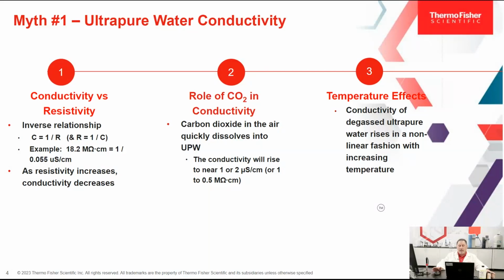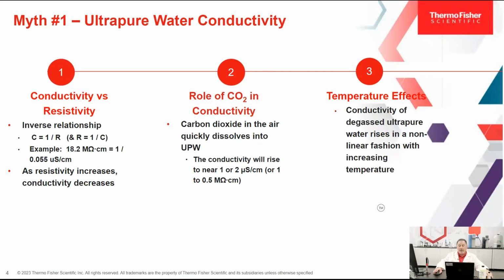Crowded rooms can reach up to 1,000 to 3,000 ppm of CO2. In that case, conductivity can rise to almost 2 microsiemens per centimeter. What causes these varying CO2 levels? Again, crowded rooms, the season of the year, plant respiration, human respiration, lots of different factors can change the CO2 levels. So again, the CO2 levels in the air are going to change the conductivity reading of your ultra-pure water.